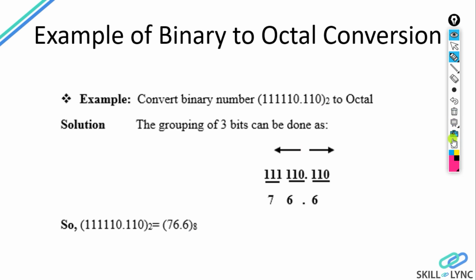Okay, now let's take one more example of the same. The number is 11011.101. As the rule says, we will make groups in this way, and after the decimal point in this way. We have to make pairs of 3 bits.